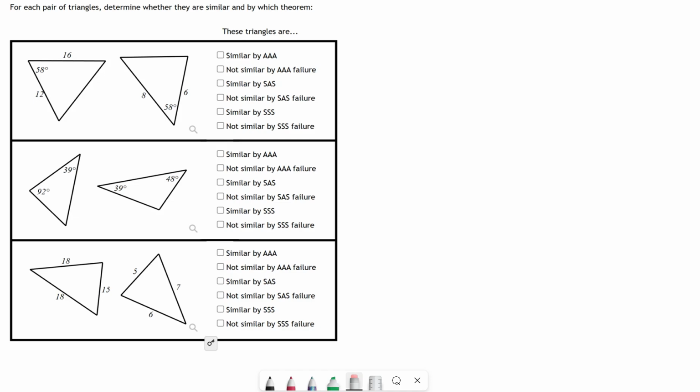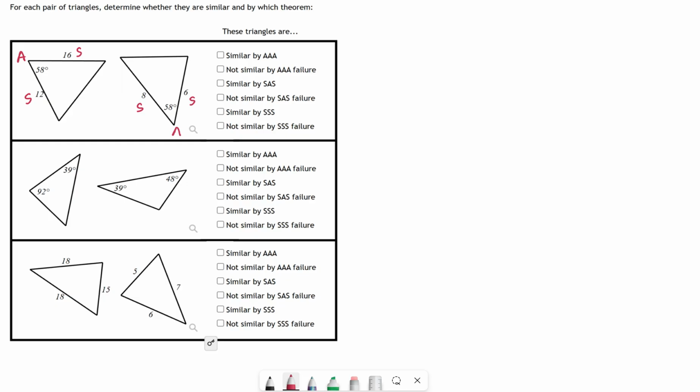Okay, another example of triangle similarity. In other words, we're going to try to prove in each one of these three cases whether the triangle is similar or not similar, and we're going to give a reason for it. So what I want to do to set this up is label my sides and my angles in these triangles. And we'll start with this first one.